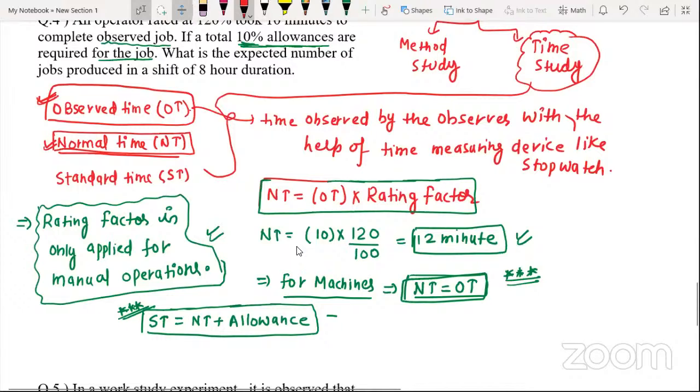They are asking what is the expected number of jobs produced in a shift of 8-hour duration. How many products are they going to make in a shift of 8 hours? The standard time is 13.2 minutes and the total duration is 8 hours. 8 hours means 8 into 60, that is 480 minutes. So the number of jobs you can find is 480 divided by 13.2. You will approximately get 36.36 units.